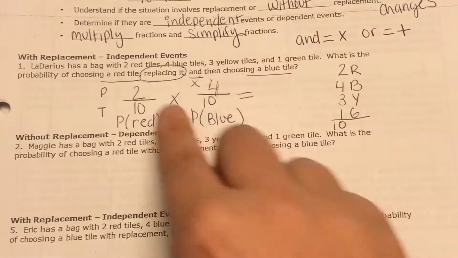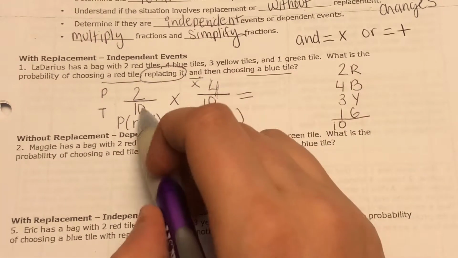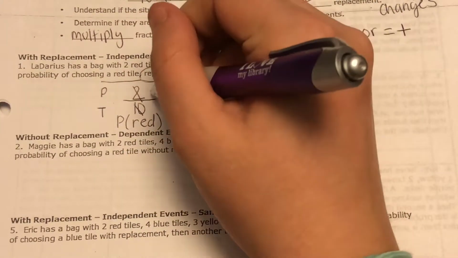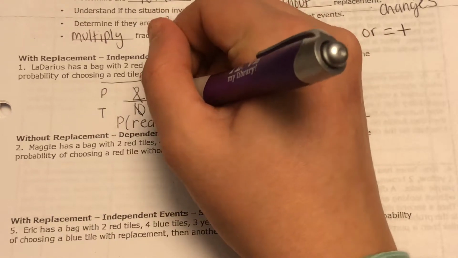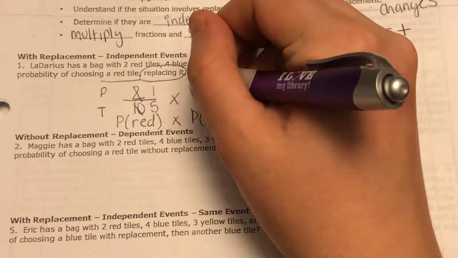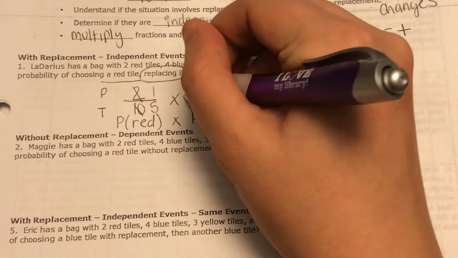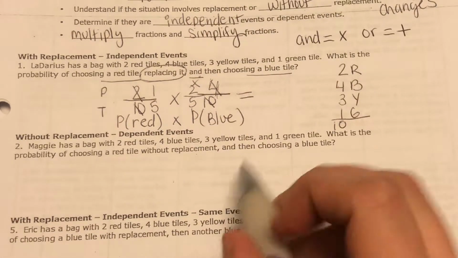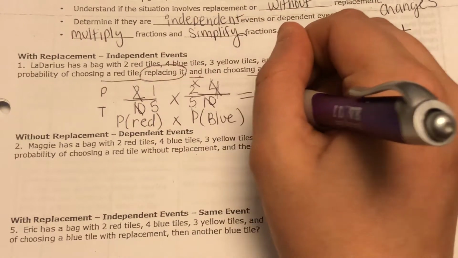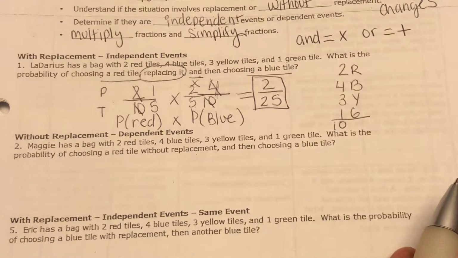Okay, so we can simplify these. You can either simplify across or you can simplify up and down. So 2 and 10, divide by 2 for both, and that gets me 1/5 times 4 over 10, where 4 divided by 2 is 2, and 10 divided by 2 is 5. And then you just multiply straight across. 1 times 2 is 2. 5 times 5 is 25. And that's your answer. So this is independent because the totals did not change.